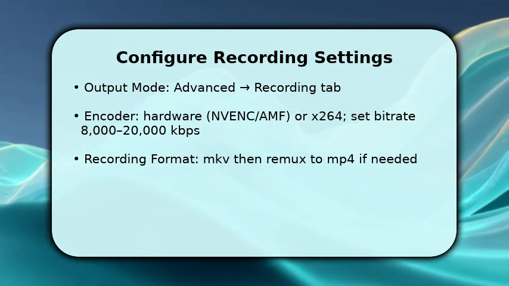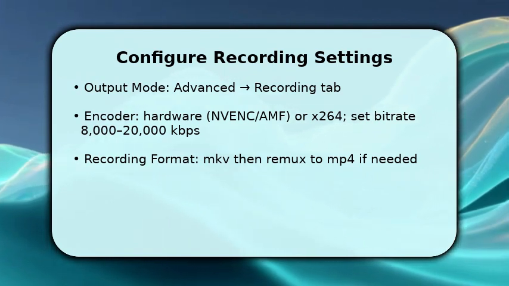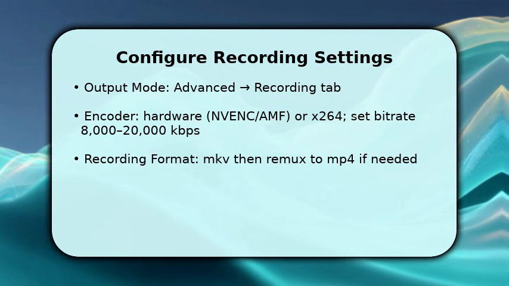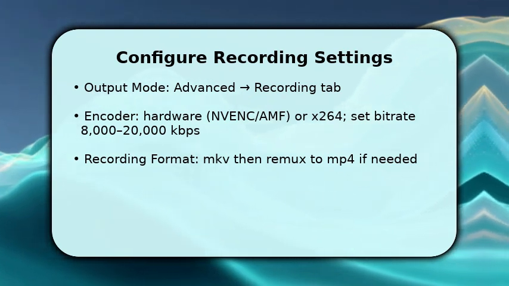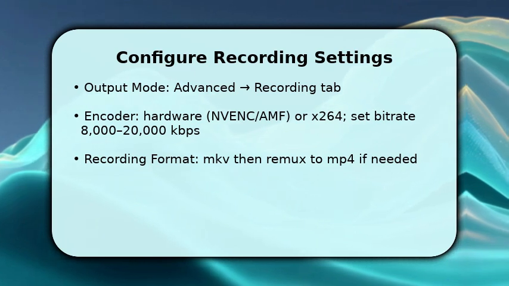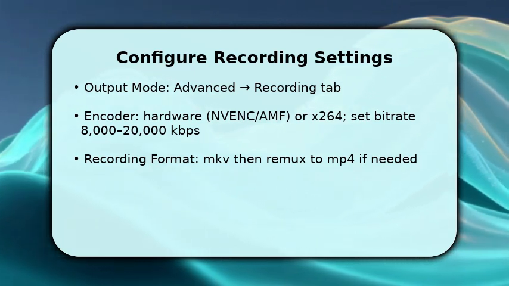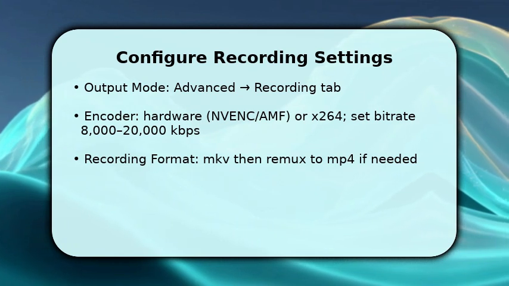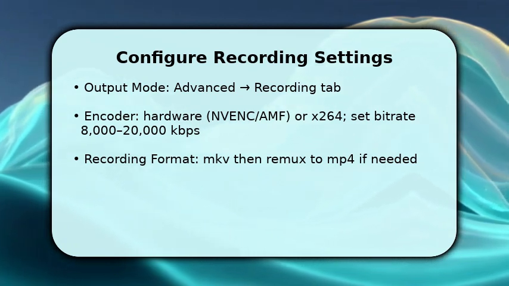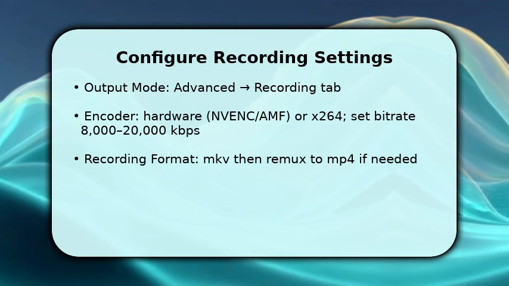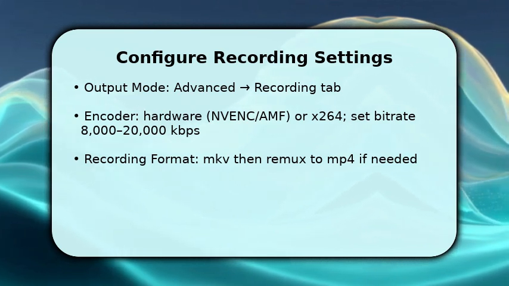Switch output mode to advanced and open the recording tab so you control encoder and container. Choose a hardware encoder like NVENC if available for lower CPU use, otherwise x264. Set bitrate between 8,000 and 20,000 kbps for balance of quality and file size.